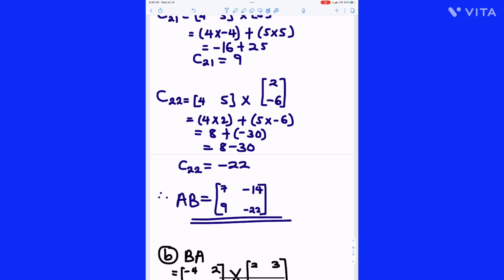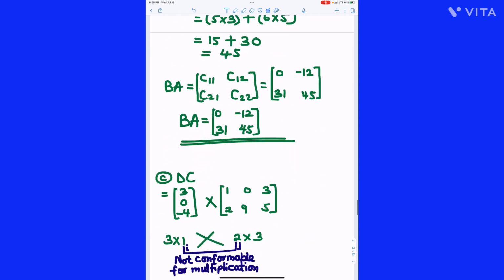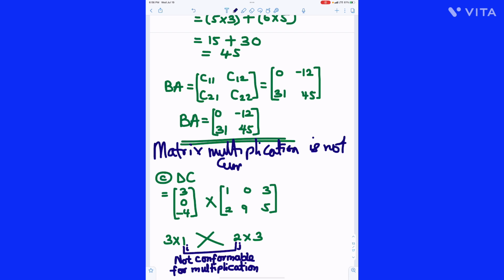But now that I've done the multiplication of B times A, I didn't get that same matrix. I got 0, minus 12, 31, 45. So that tells you that matrix multiplication is not commutative. Commutative means when AB is not the same thing as BA, you say that this multiplication is not commutative. So take note of that.